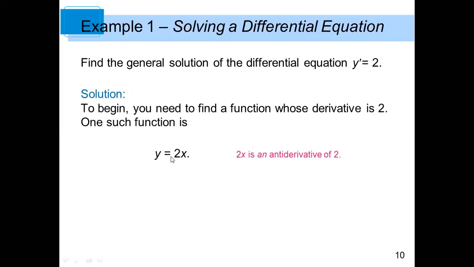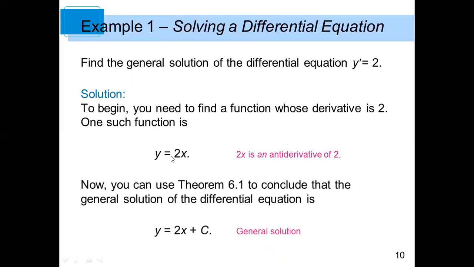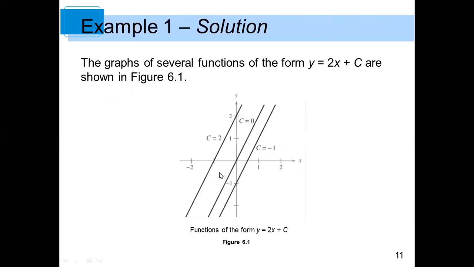One of those functions would be y equals 2x. Now you can use that theorem to conclude that the general solution of the differential equation is y equals 2x plus c, because in general the antiderivative of 2 is going to be 2x plus some constant. So here we just have a picture of several of the different graphs of y equals 2x plus c for different values of c. The one that goes through the origin would be if c is 0, this one is if c is -1, and this one is if c is 2.